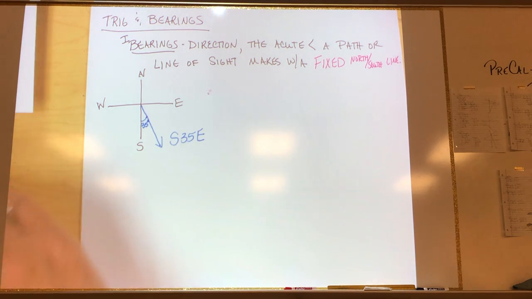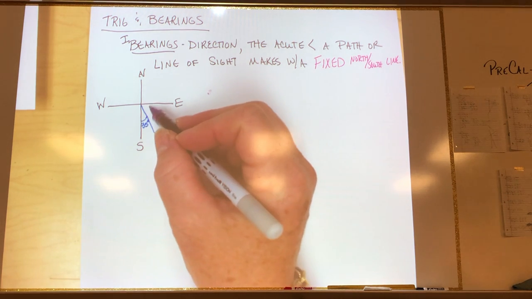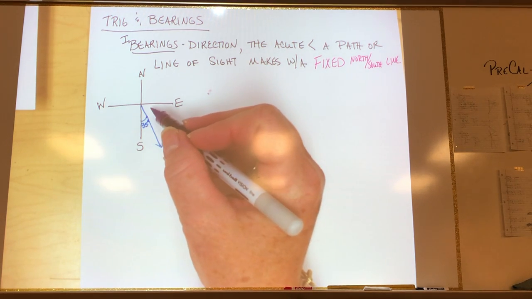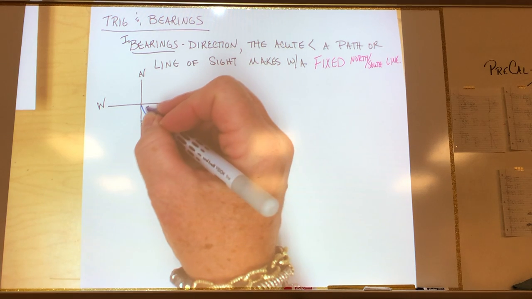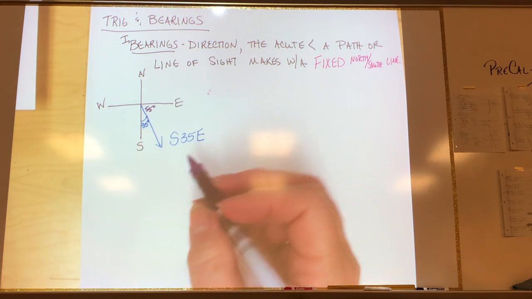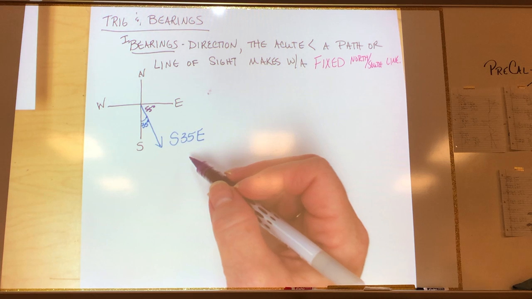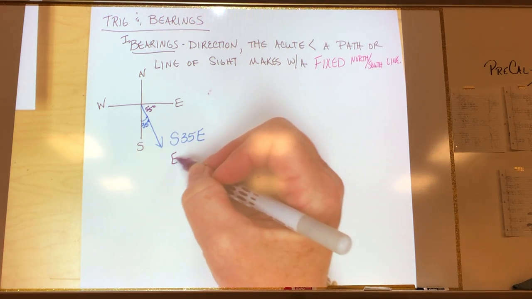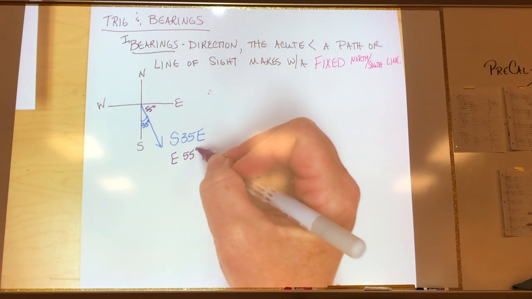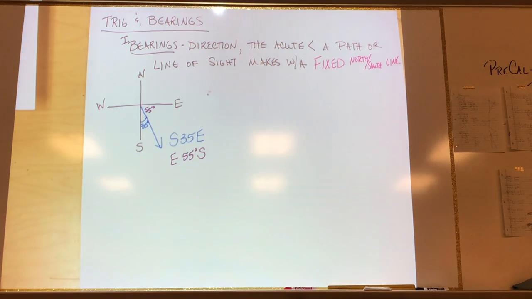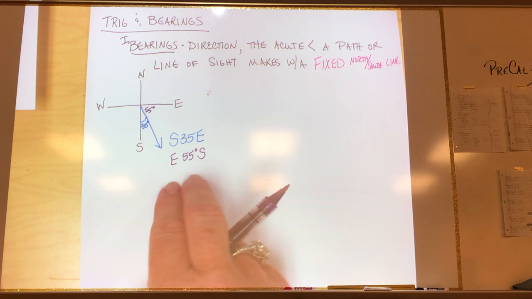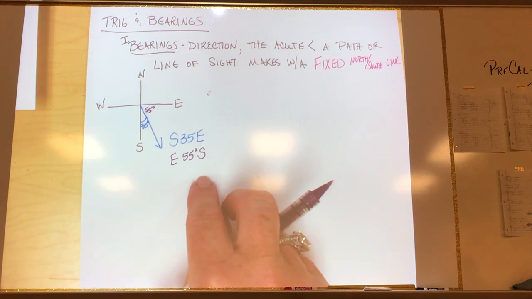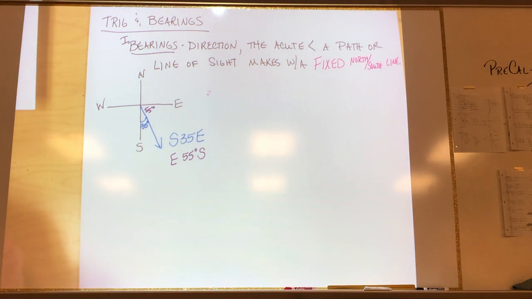Here's another way you could name that bearing. What's this angle right here? If this angle's 35, what's this one? 55. Okay, this is 55. So what's another way to name it? You could start here: east 55 south. East, and go 55 degrees south. Do not put east south 55 degrees. Don't do that.